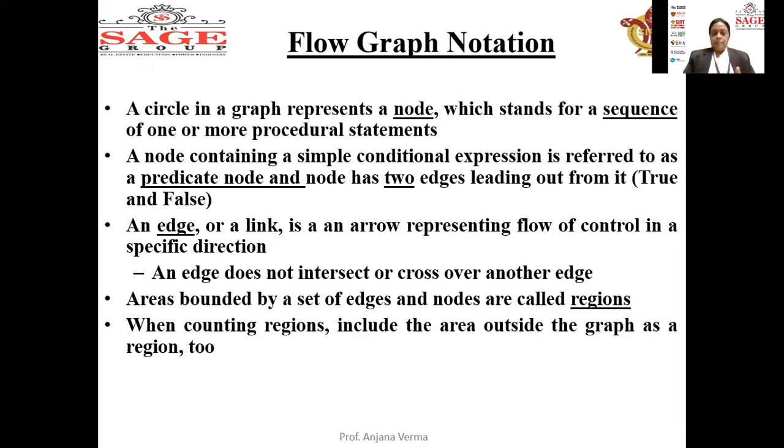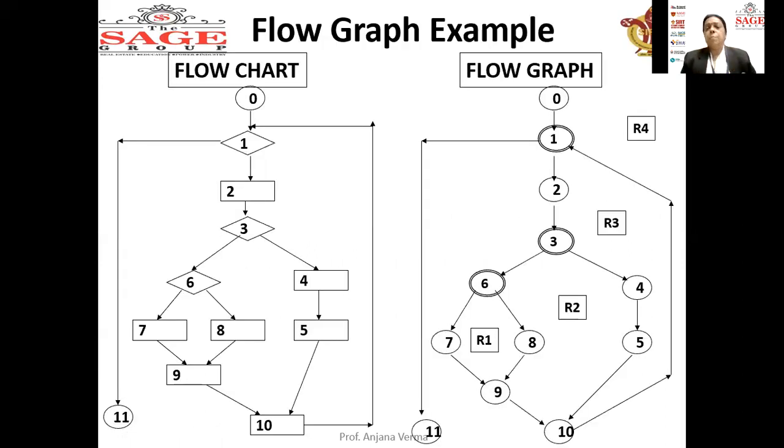You can see here, a circle of a graph represents a node for sequence statements. A node containing conditions having two edges is a predicate node for conditional expressions. Edges link the flow of control, and they should not intersect or cross over. The area bounded by a set of edges is called a region. We have done this, and after counting, we include the outside area as a region also. I think you got my point.